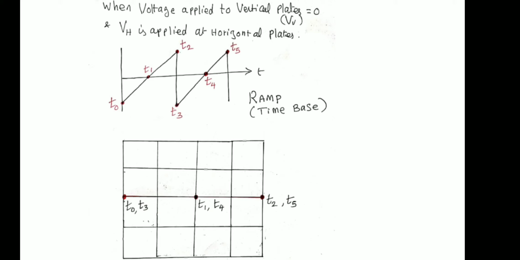So when you apply the ramp signal to the horizontal deflection plates and no voltage is applied across the vertical deflection plates, a horizontal line appears on the screen.